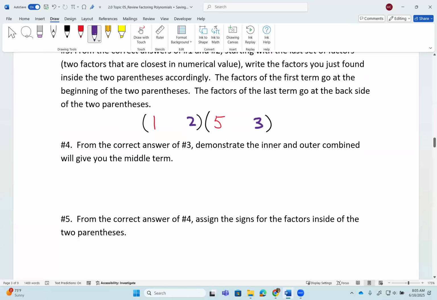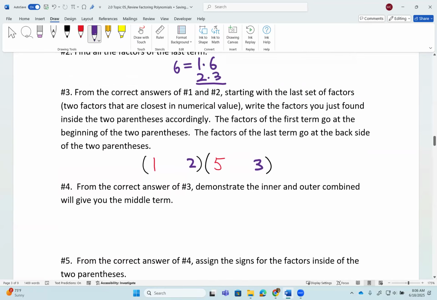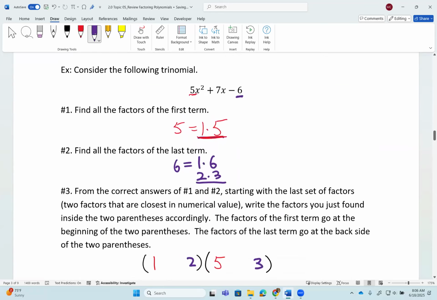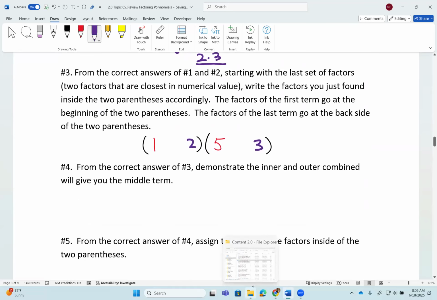Okay, now I'm going to demonstrate how we can do the inner and outer combined to give me my middle term. So remember from before, let me see if I can find this real quick.